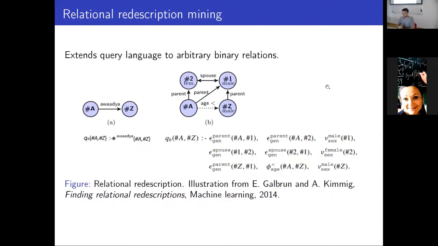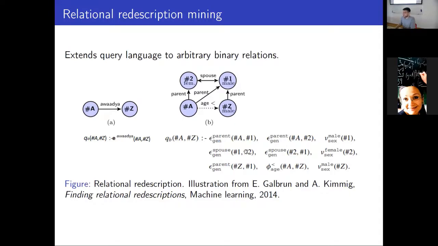Okay, and then there is the work in 2014 from Esther Galbrun and Kimmig, which basically wanted to extend redescription mining not only to be able to describe properties of instances, but also relations between these instances. Their work allows using binary relations, so one can actually model properties like something is more expensive than something else, or something is a mother of something else, or a child. So some kind of binary relations can be described as well. And that required further extending the query language.